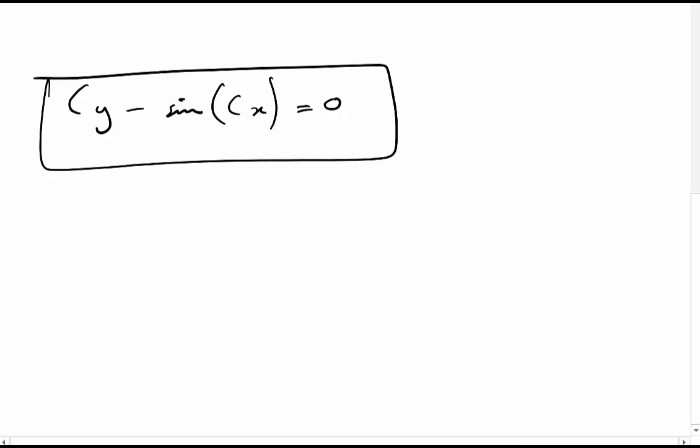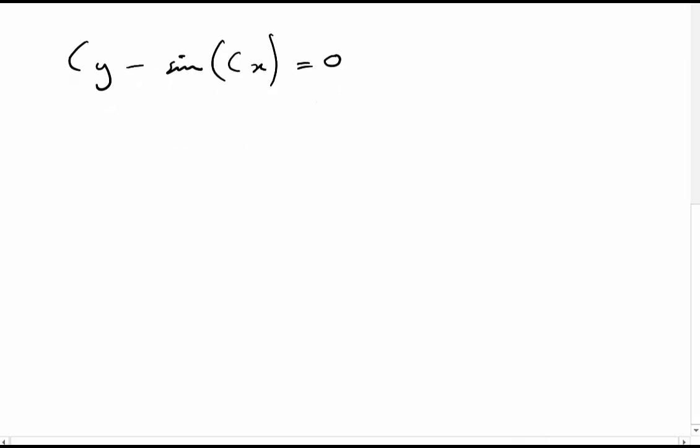We get given, this is the example: cy minus sine of that same constant c times x, and that equals 0. So we want to now find a differential equation that defines this family of curves.